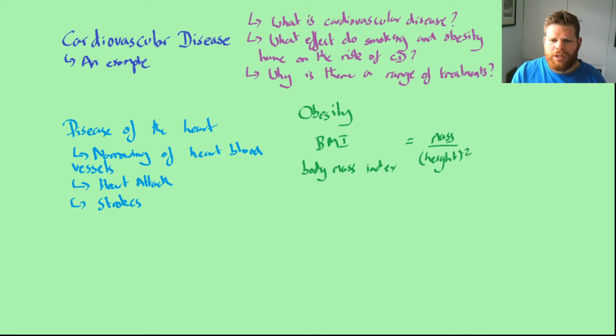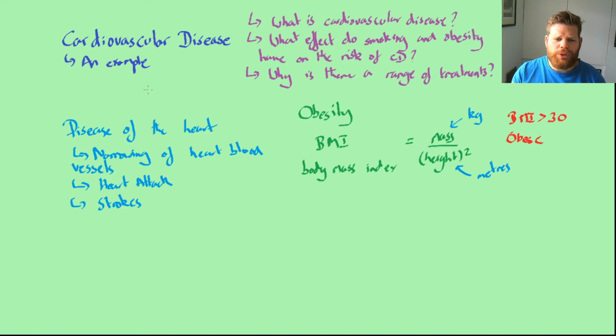squared. Now, a couple of important things about this, because you might be asked to calculate it. The mass is measured in kilograms, and the height is measured in meters. So that's something that you might be asked to calculate. Now, as far as doctors are concerned, if you have a BMI that is greater than 30, you are classed as obese. So that is what obesity is.